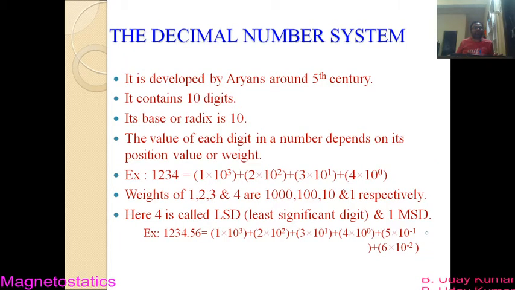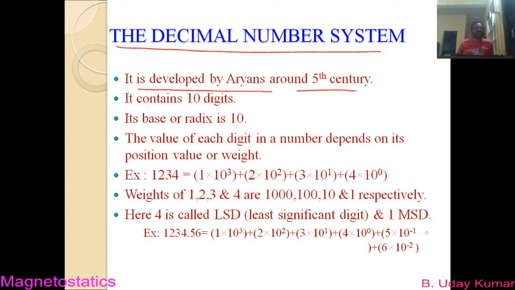Now let us move on to the first number system, which is the decimal number system. Coming to the decimal number system, it was developed by Aryans around the 5th century. As you already know, it contains 10 digits or basic symbols. What are they? 0, 1, 2, 3, 4 and 5 and 6 and 7 and 8 and 9.